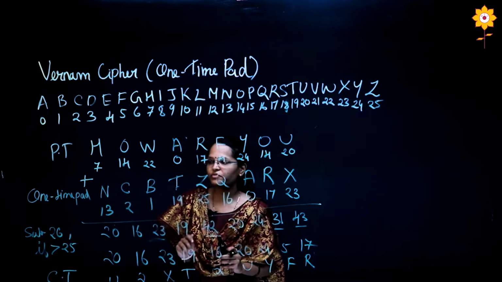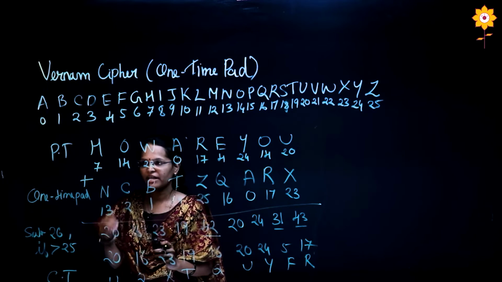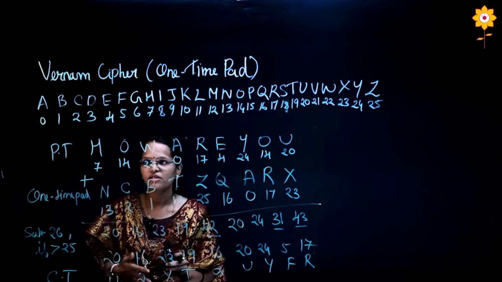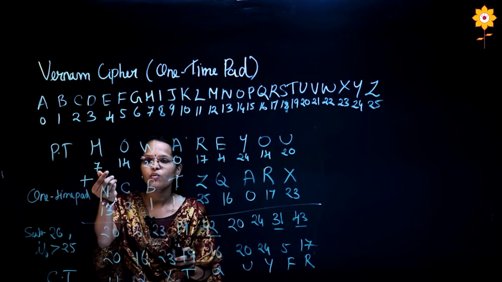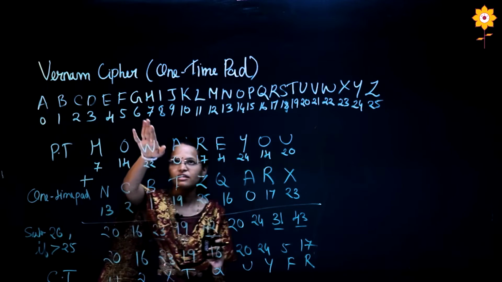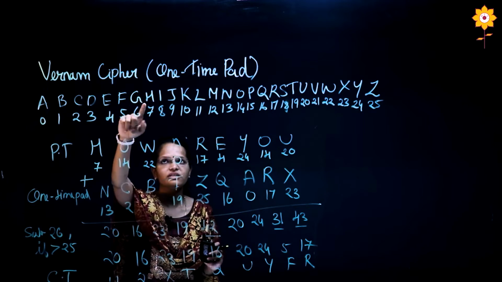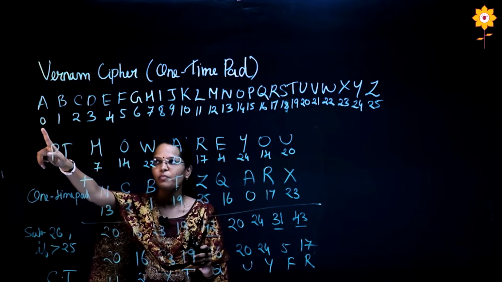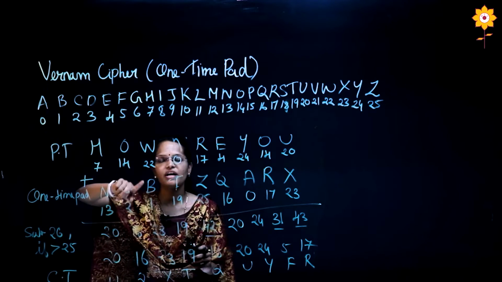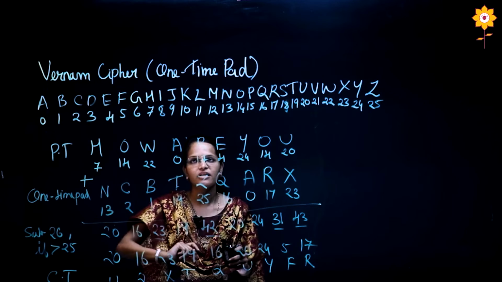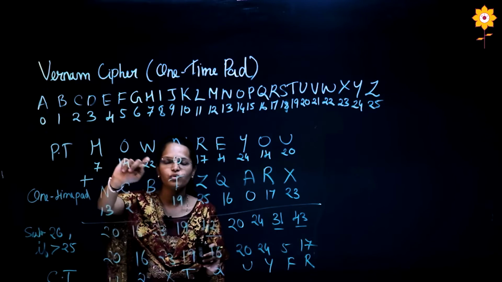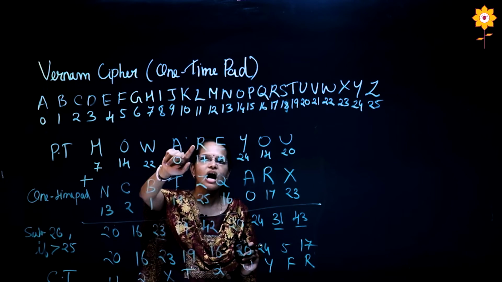Vernam cipher follows some steps to convert the plain text message into the cipher text. The first thing we need to do is write down the numeric value of the alphabets, that is H is 7. Here you can see it in the alphabet set, the number written under the H. Since we have started numbering from 0, under H we will find 7. Similarly, we have to do it for all the alphabets in the plain text message: O will be 14, W will be 22, A will be 0, R 17.